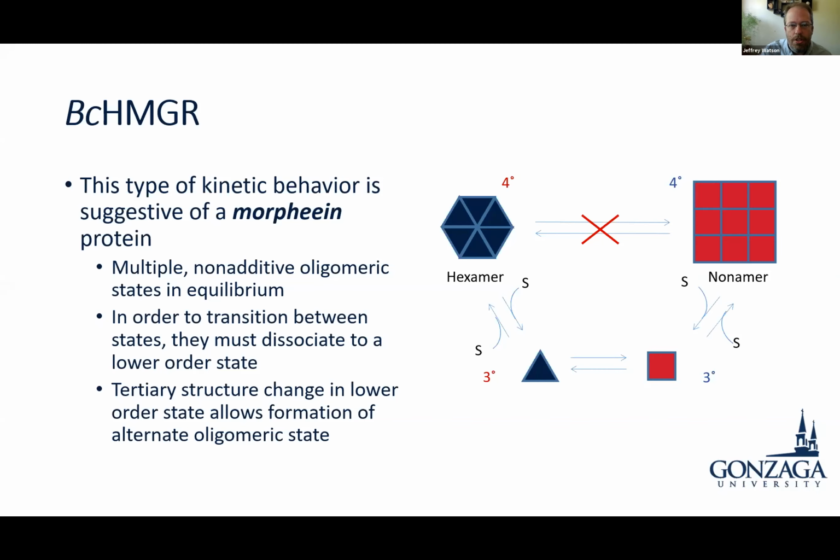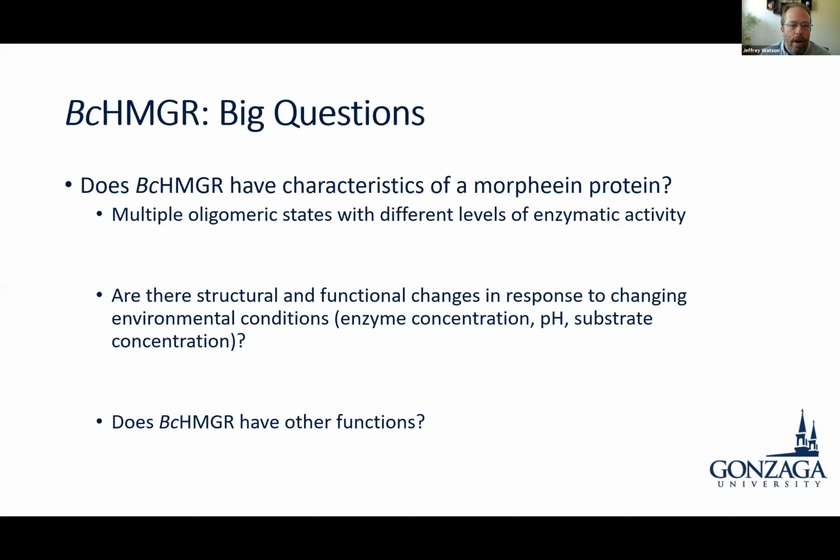So we set out to try and determine whether BC-HMGR has other characteristics of a morpheein protein. And these were the things that we were particularly interested in looking at. So multiple oligomeric states with different levels of enzymatic activity, structural and functional changes in response to changing environmental conditions, such as enzyme concentration, pH, substrate concentration, and whether BC-HMGR had any other functions.